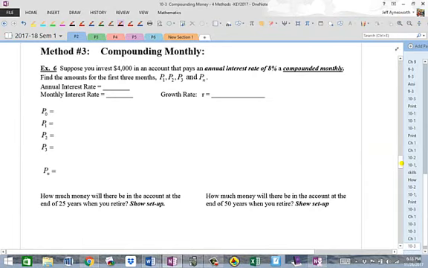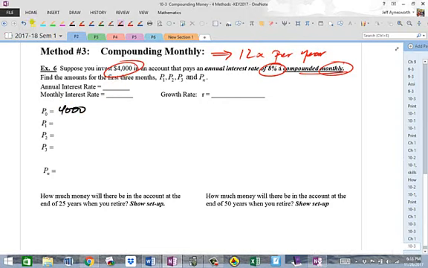Okay? All right. Now the third method is compounding monthly. That means every month, 12 times per year. Why? Well, because there are 12 months per year, right? So we're going to invest 4,000 at 8% compounded monthly this time.